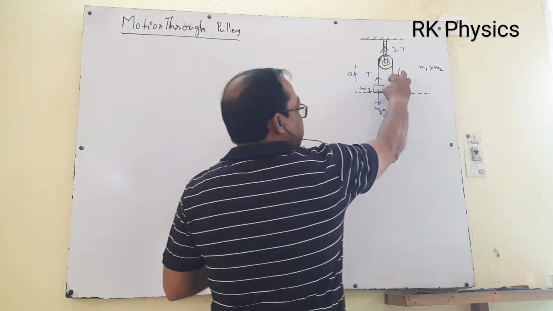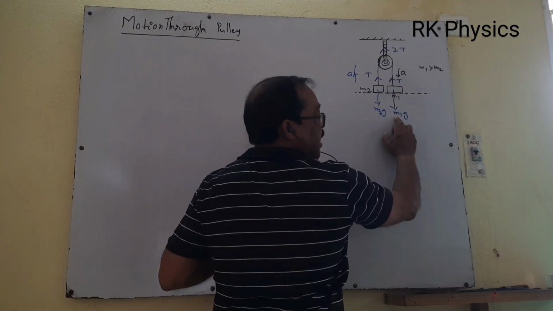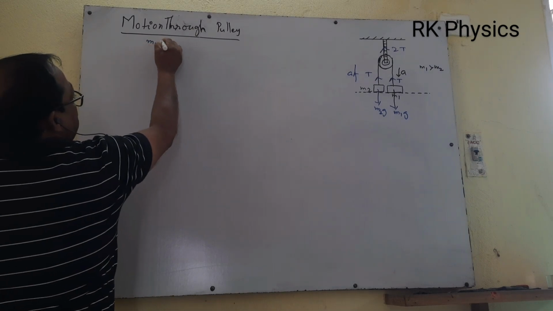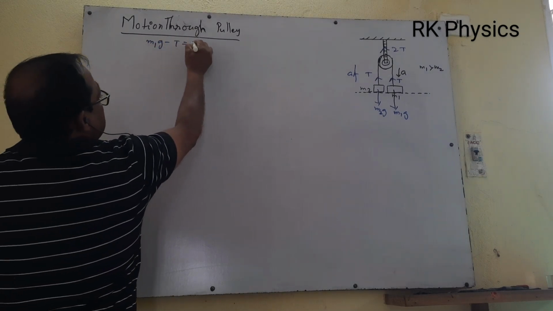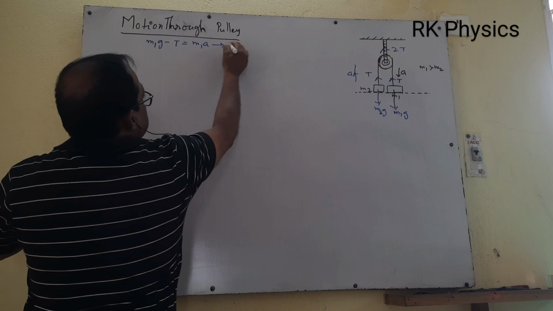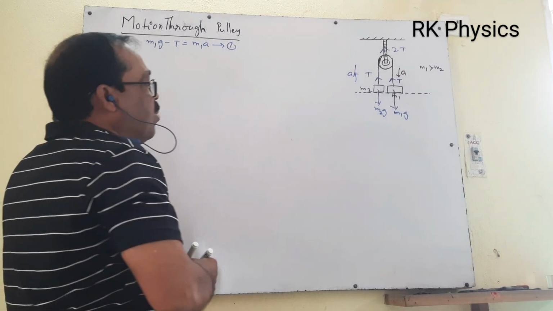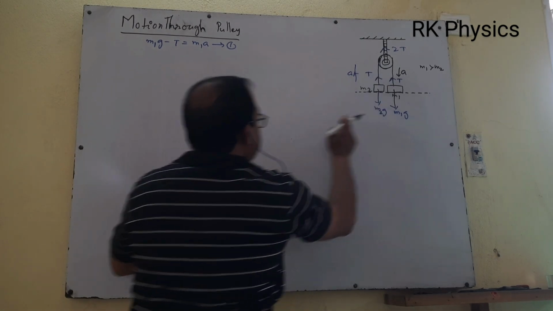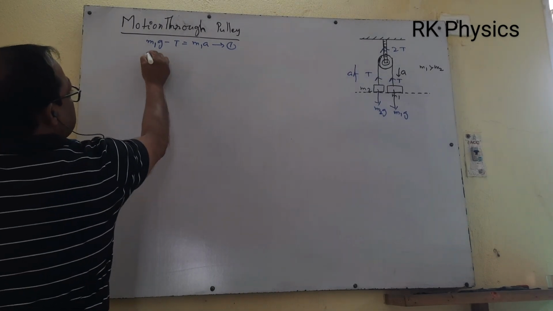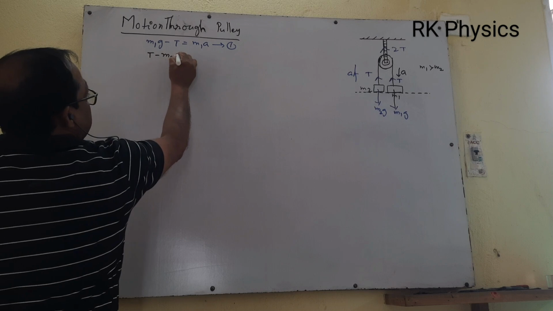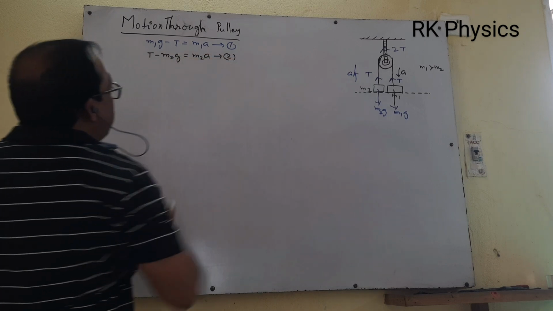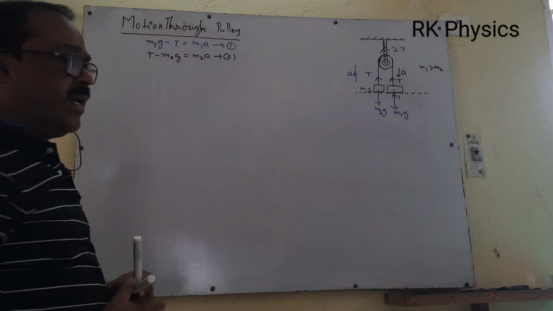For the first, M1, downward force is M1g, upward force is T. You write M1g minus T equals M1a. This is your first equation. Then come to the M2. M2 is moving up, T is forward, M2g is backward. That is T minus M2g equals M2a. Now, our duty is to find out a and T.